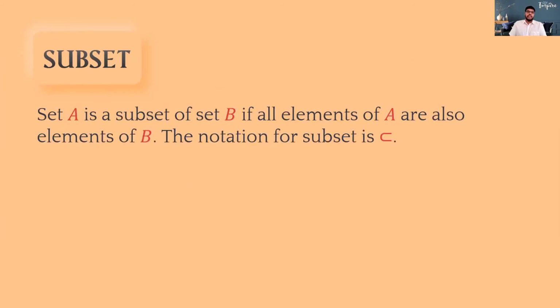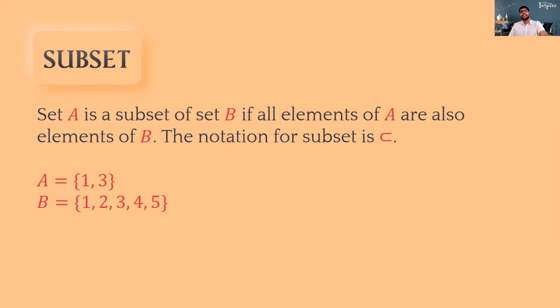So children, what is a subset? Set A is a subset of set B if all elements of A are also elements of B. So what does that mean, children? That means if everything in A is also in B, right? That means A is a subset of set B. Okay, so the notation is the U, which is sort of tilted on its side, right?